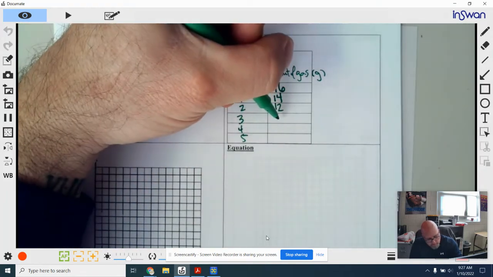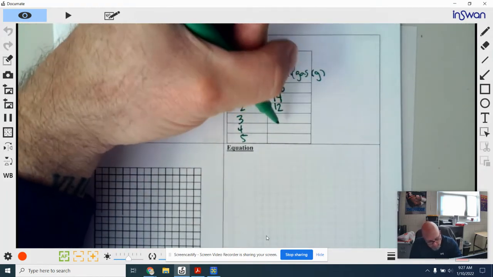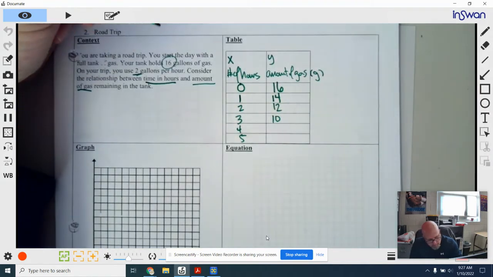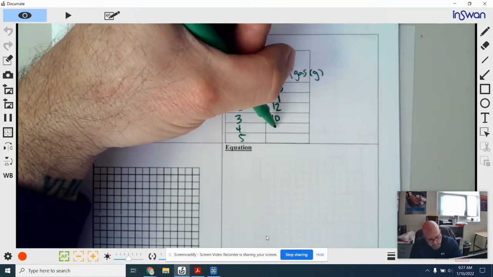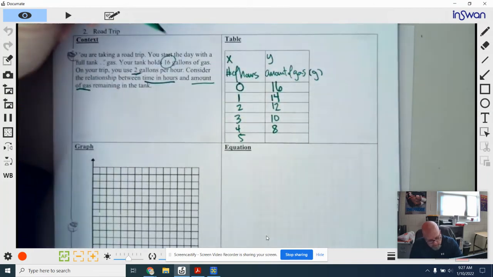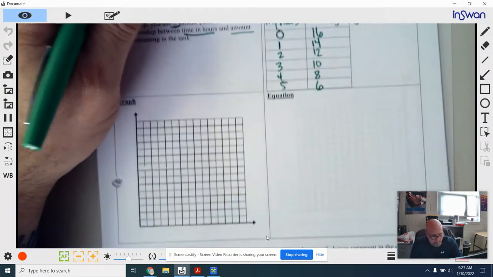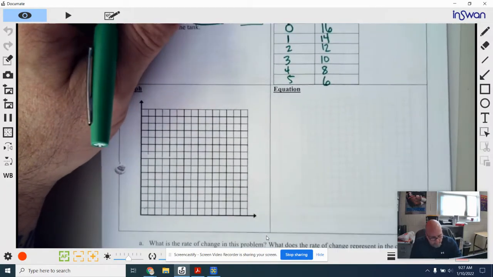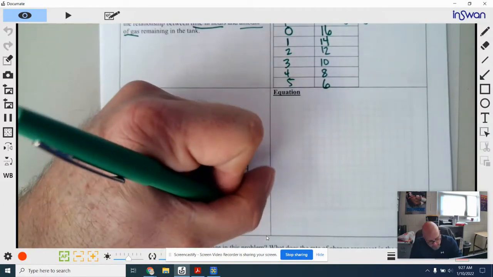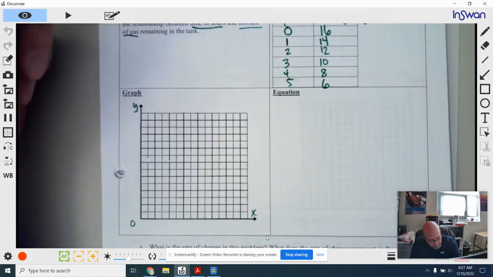So at 3, again, we're going to be down to 10. At 4, we're going to be down to 8. And at 5, we're down to 6. All right, so let's go ahead and graph that. Looks like a very similar graph from before. So let's put a 0. Let's put an X. Let's put a Y.